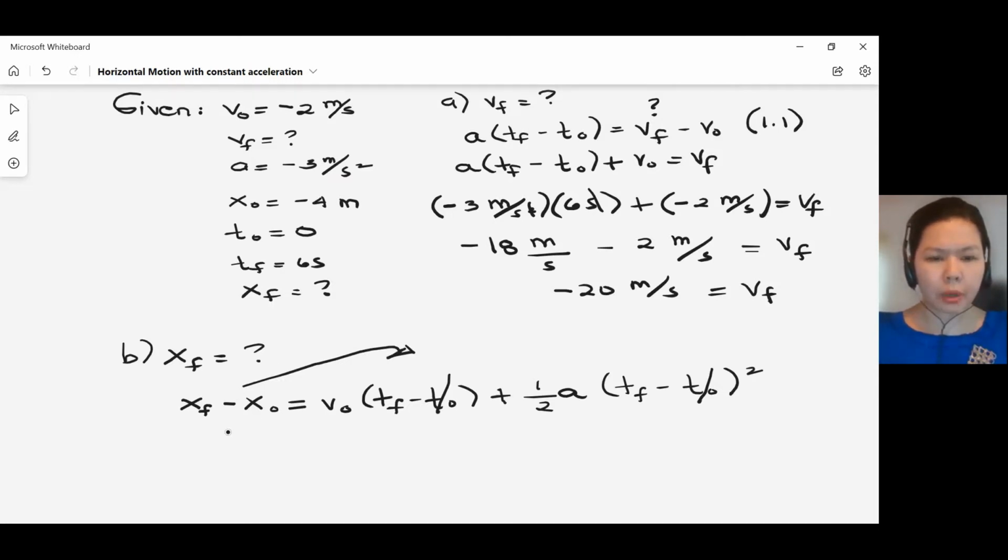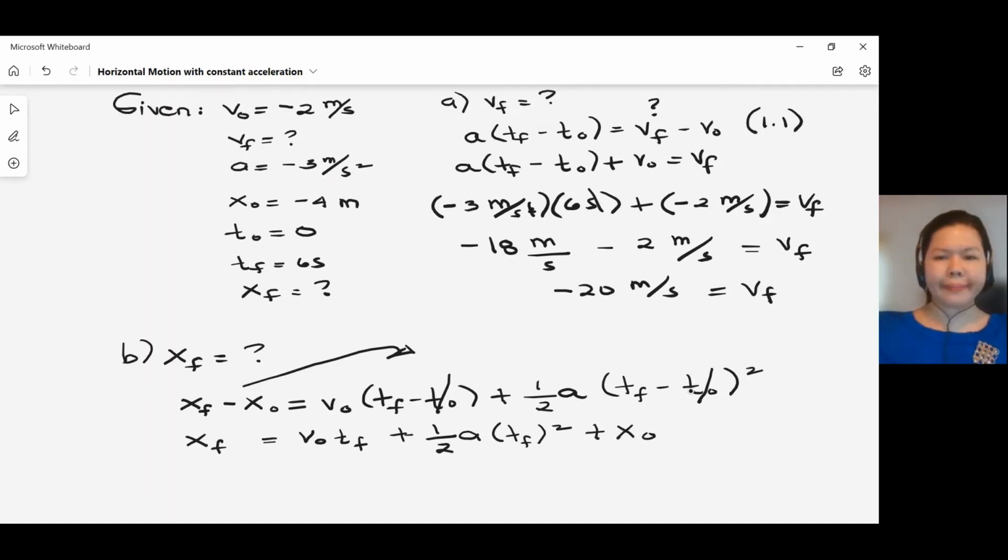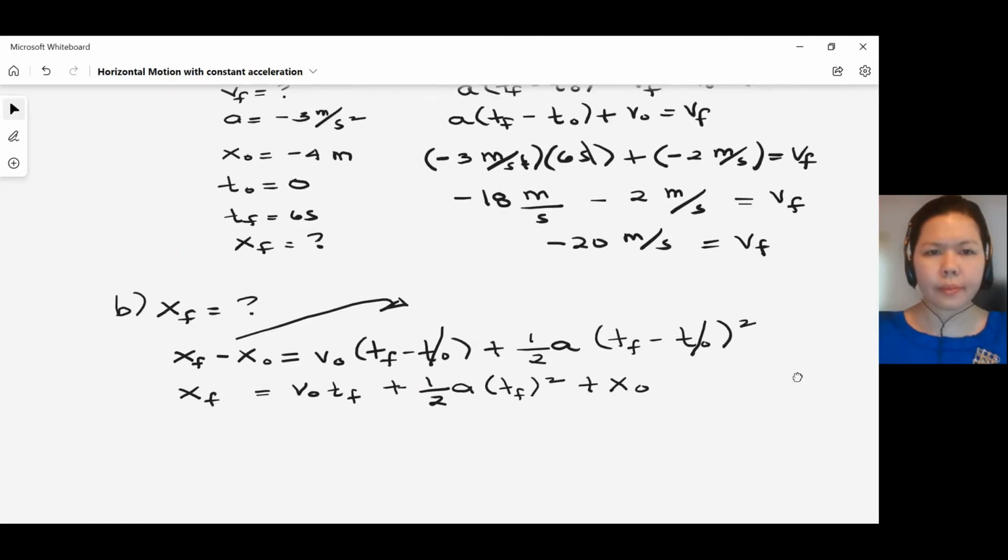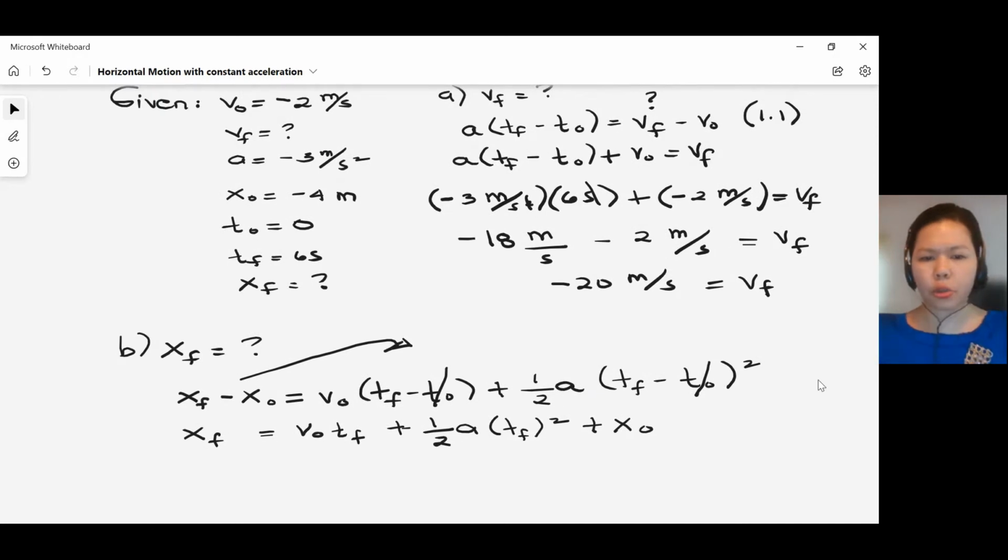So it will become now X F is equal to V O times T F. I'm just copying the first term, plus the second term, 1/2 A times T F squared, and the X naught is plus X naught. Substituting the values now.